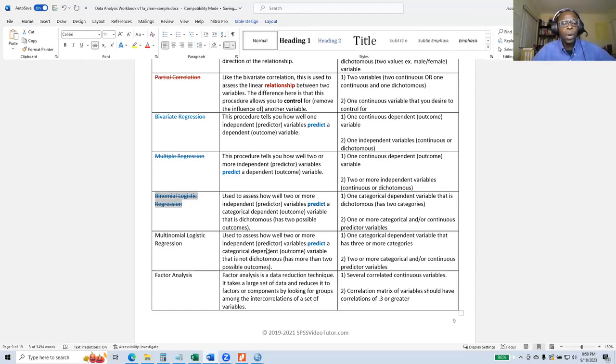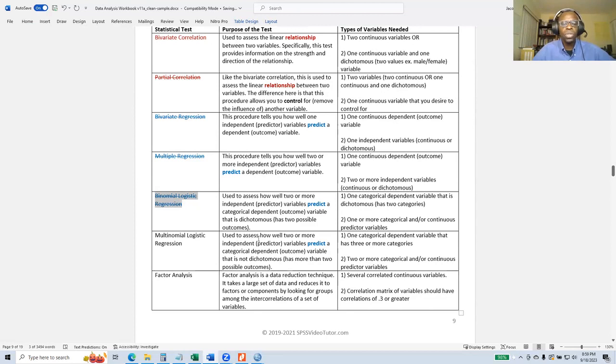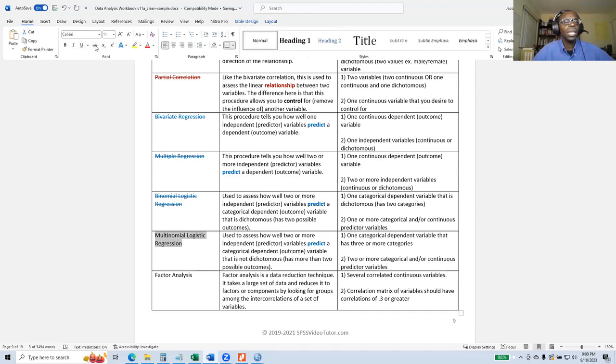All right. Multiple logistic regression, used to assess how well two or more independent predictor variables predict. Another prediction question. We're not interested in prediction. We're interested in relationships only.